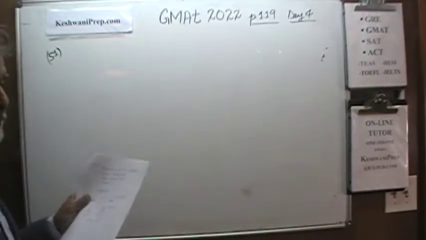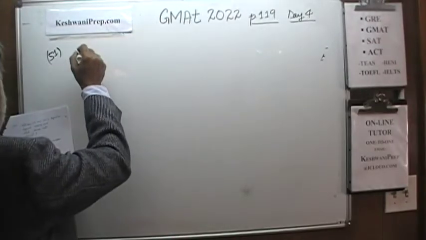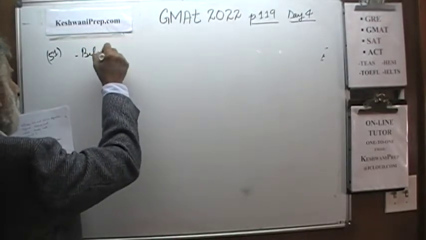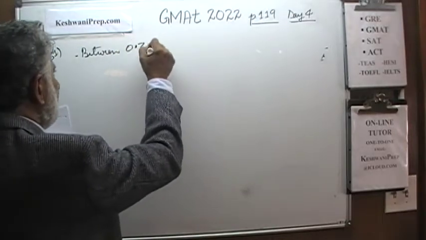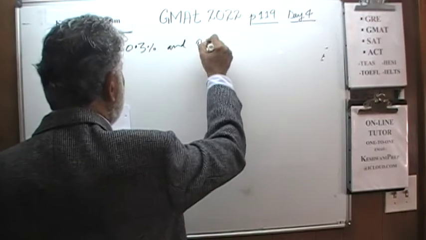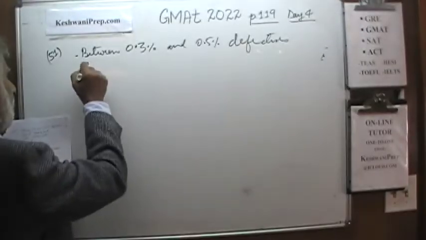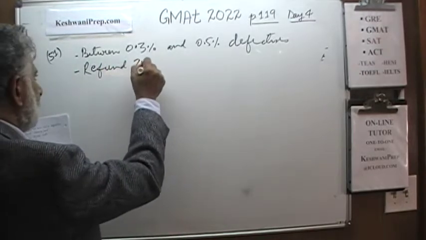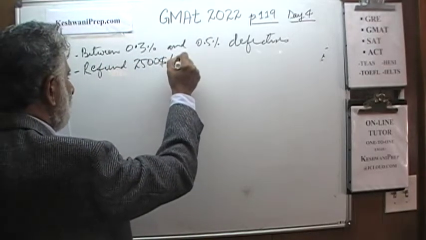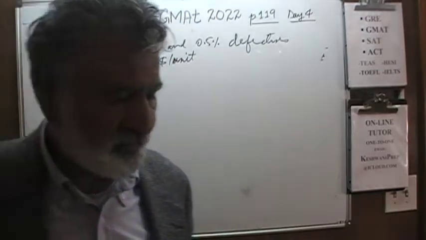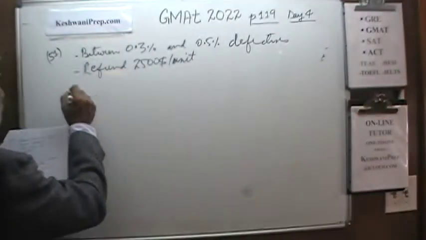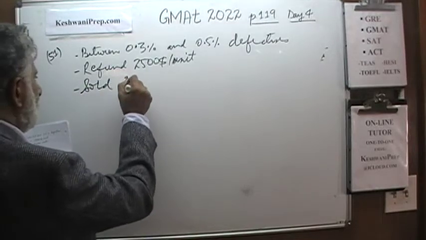In number 51, we are told that we are manufacturing something. And in this factory, between 0.3% and 0.5% of the units are defective. Every time there's a defective unit, we have to give a refund of $25 per unit. We promise our customers a full refund in the event that they get a defective unit, and the price is $2,500. We have sold a total of 20,000 units, we are told.